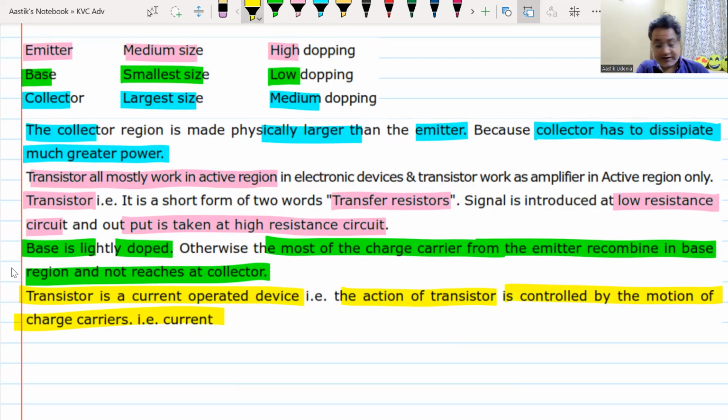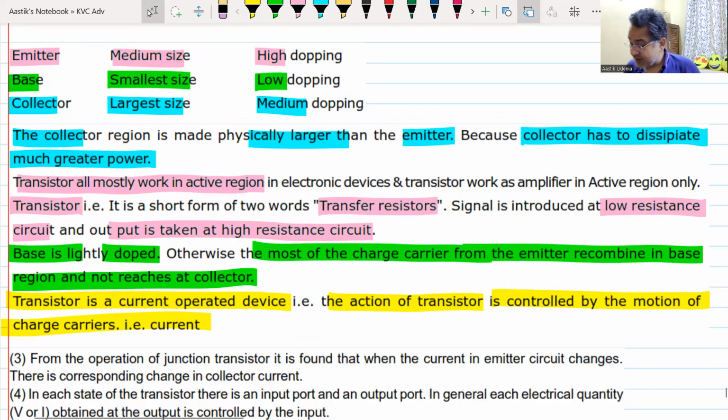And if you change the current or you change the input, the output will change. We need to transfer the input from a low resistance to a high resistance. That is the main concept. And to have that, we must be controlling the output by controlling the input. When the current in the emitter is changed, correspondingly, the current in the collector will change.